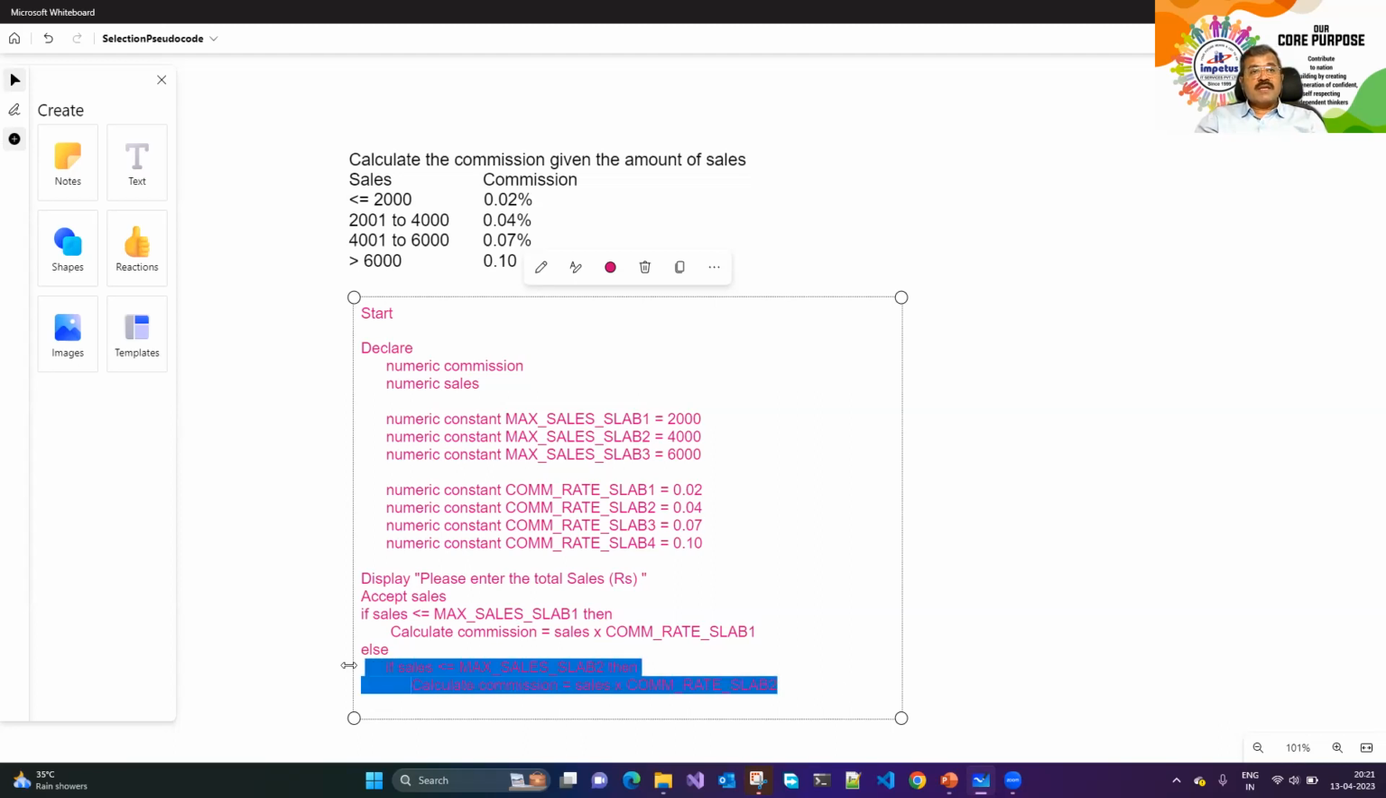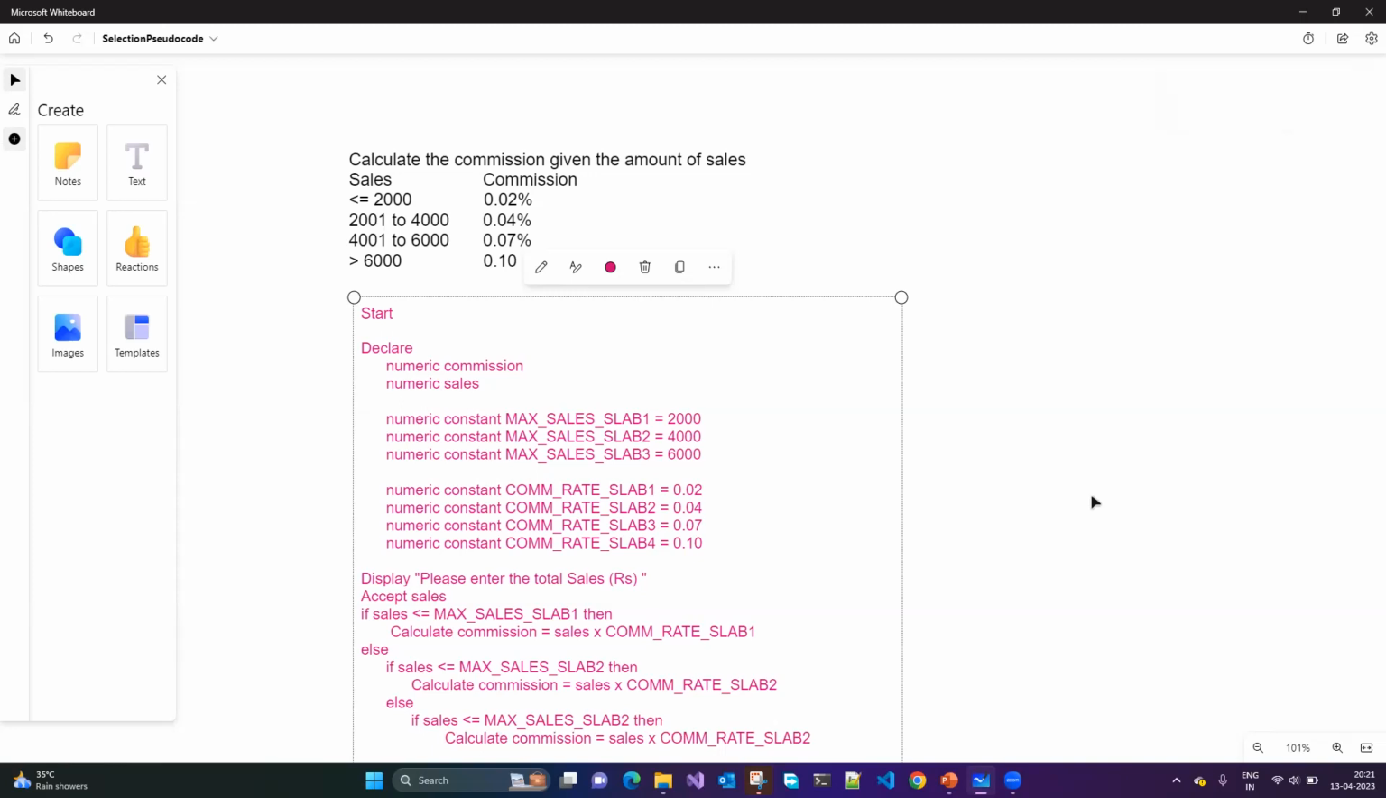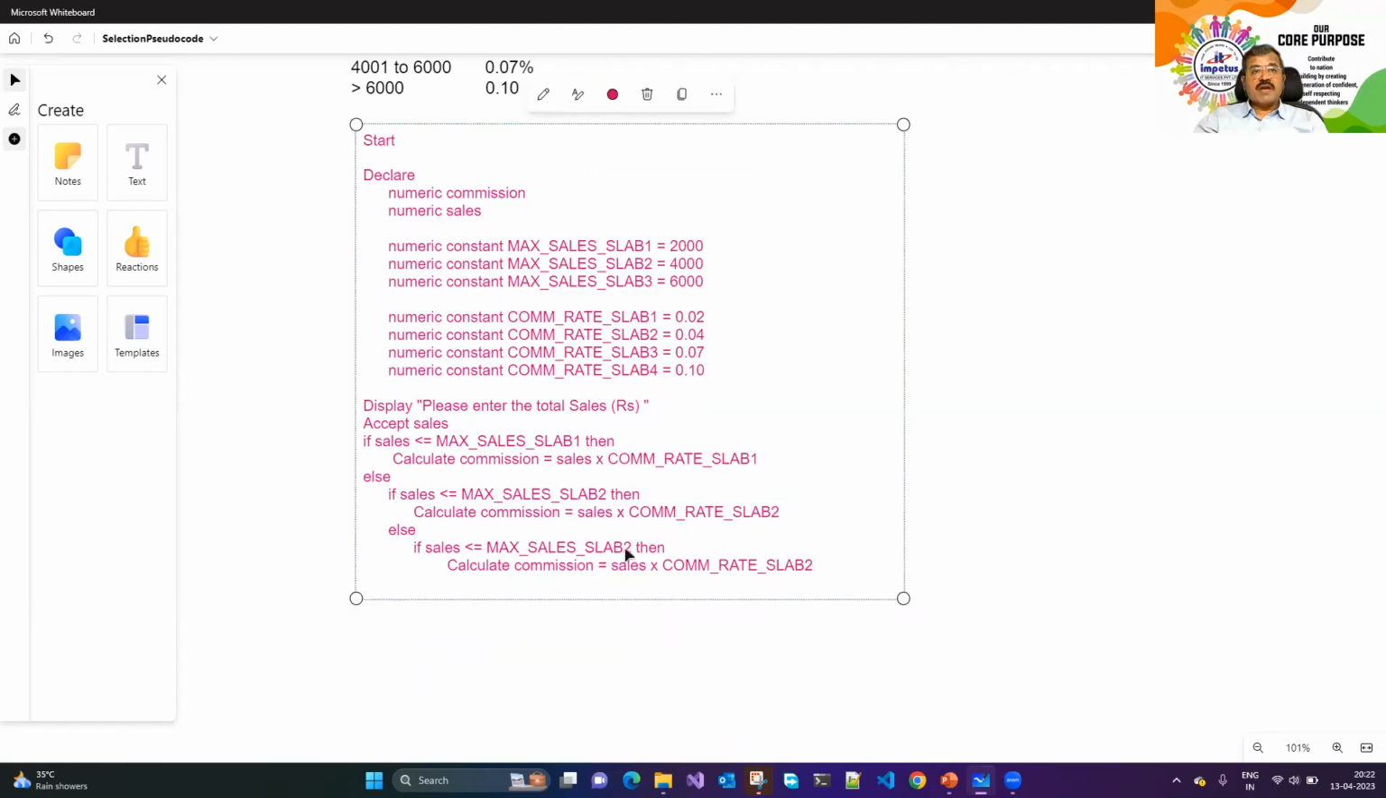But it could happen that this condition is also false. The first is also false, the second is also false. Then I'll check for the next condition. So indentation is something which is very important because as the number of conditions keeps increasing, it becomes very difficult to keep track of our code.